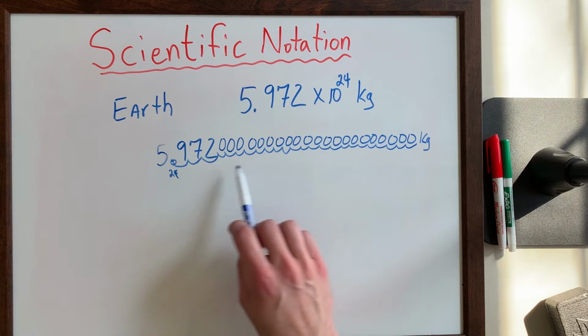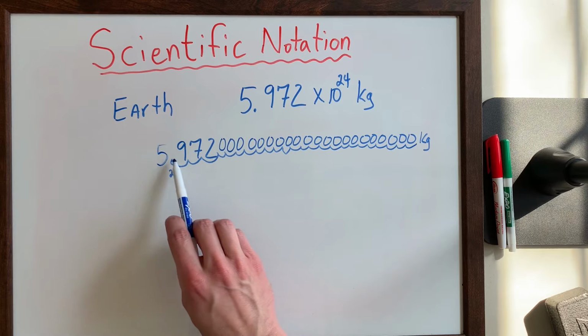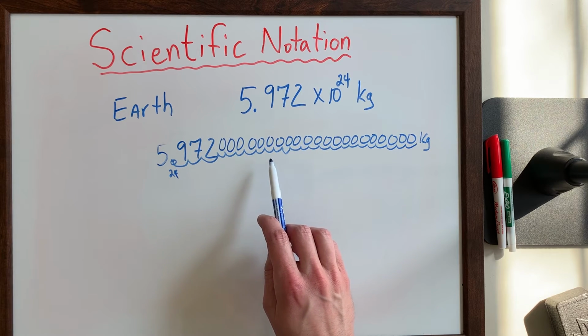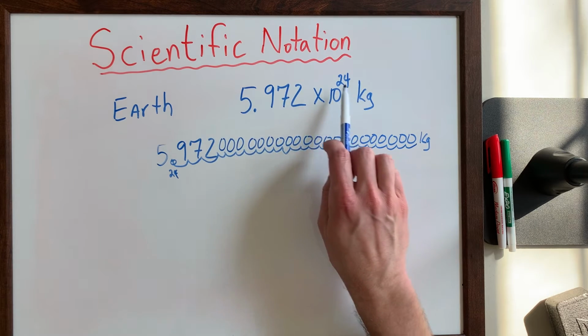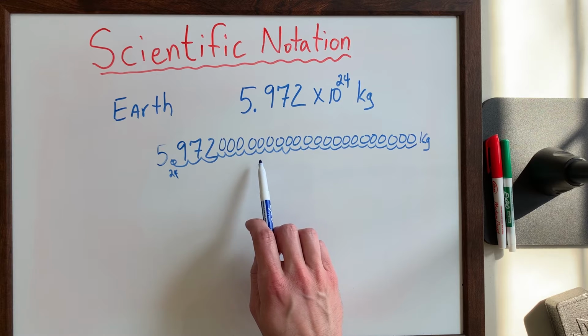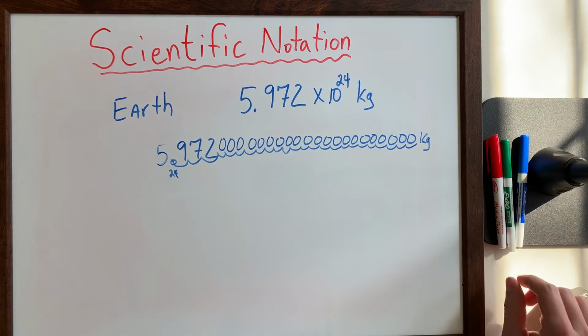Now, all that work just to say, if you had to do adding, subtracting, multiplying, or dividing with a number this size, that would be very tedious. And so scientific notation is very helpful as a way to quickly write a very large number. Let's take a look at another example, but with a small number.